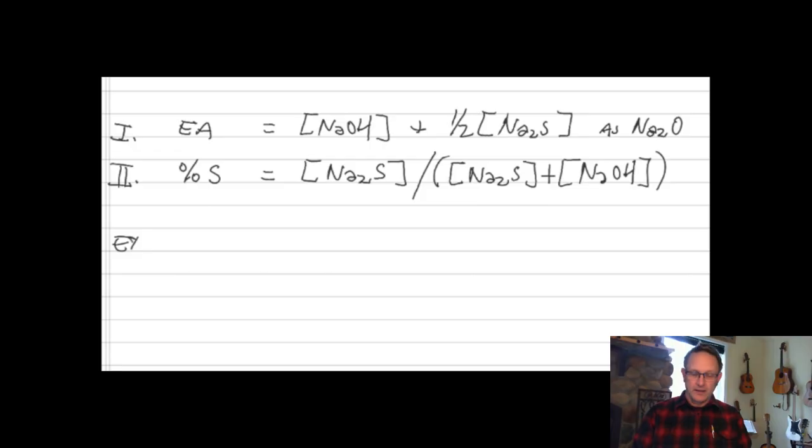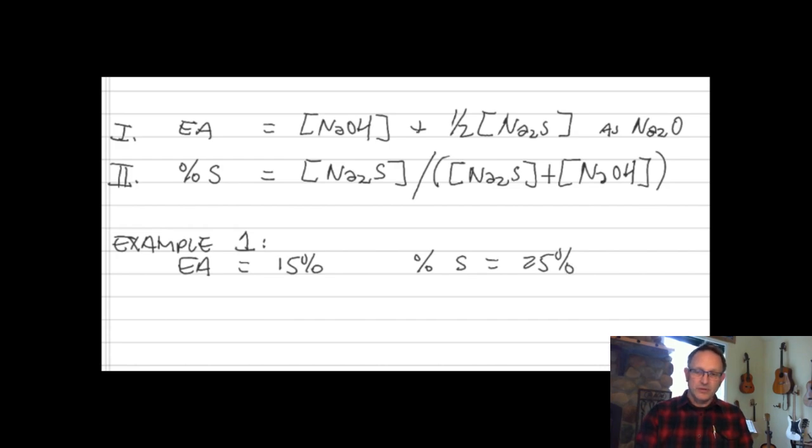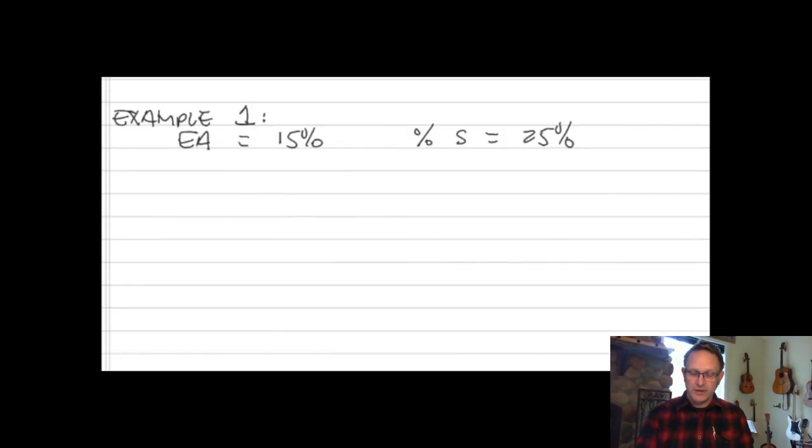Okay. So we're going to do an example problem here. We're going to prepare a cooking liquor with an effective alkali of 15%, a sulfidity equal to 25%, and we are going to treat 500 grams of wheat straw with this liquor, and we're going to produce 1 liter of cooking liquor, which we refer to as white liquor in this problem.